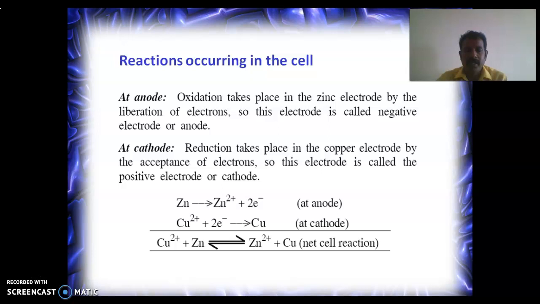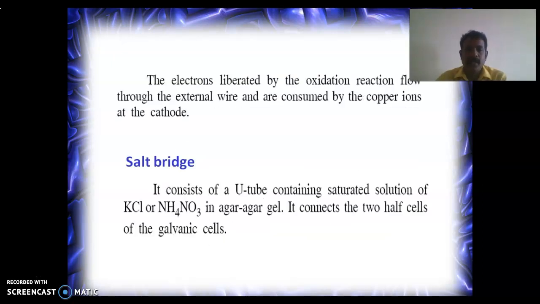And at the cathode, reduction takes place in the copper electrode by the acceptance of electrons. The copper accepts 2 electrons from the zinc. So this electrode is called the positive electrode or cathode. So here we see the cell reaction and the net cell reaction. Then we see what a salt bridge is.